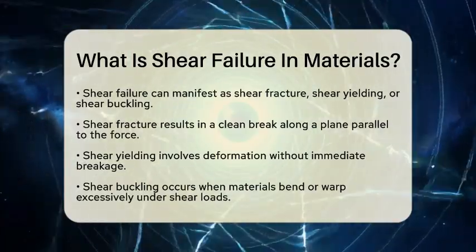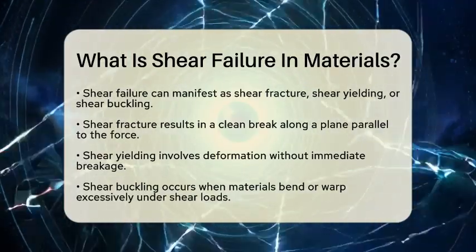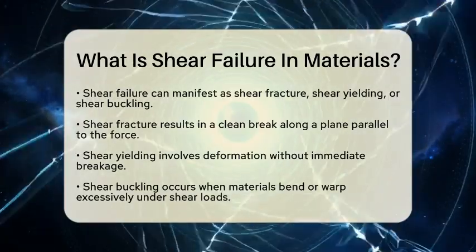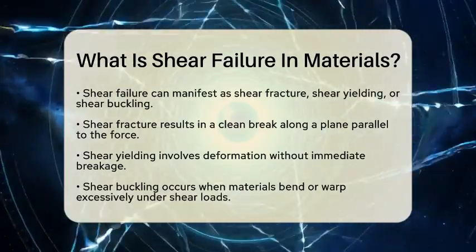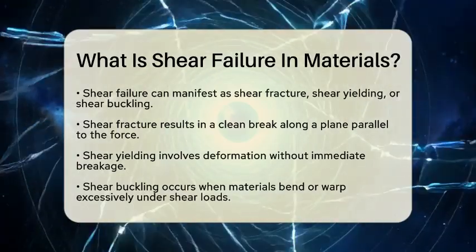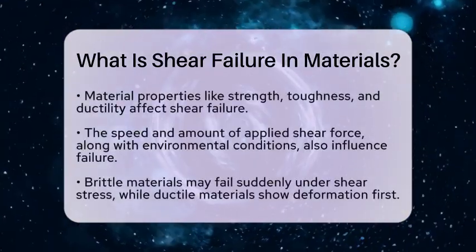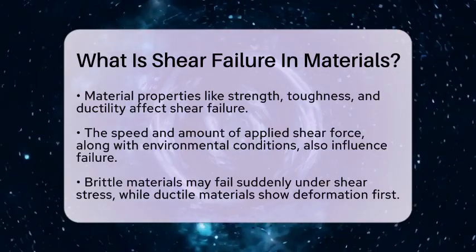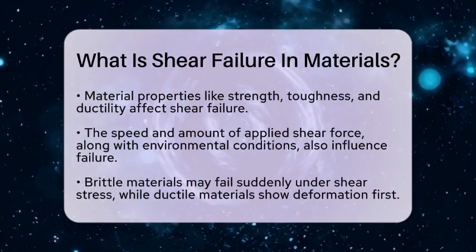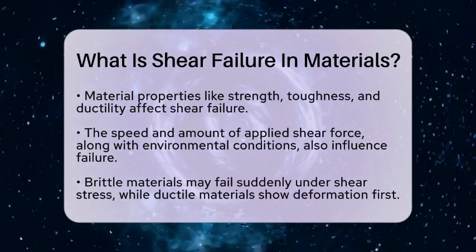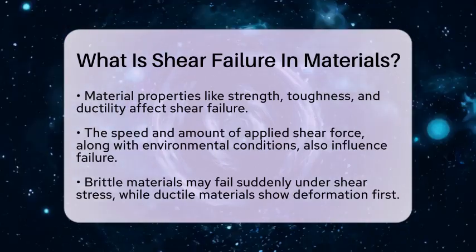Several factors can influence shear failure. The properties of the material, such as its strength, toughness, and ductility, play a big role. The amount and speed of the applied shear force also matter, along with environmental conditions like temperature and humidity. For instance, brittle materials may fail suddenly under shear stress, while ductile materials may show signs of deformation before breaking.